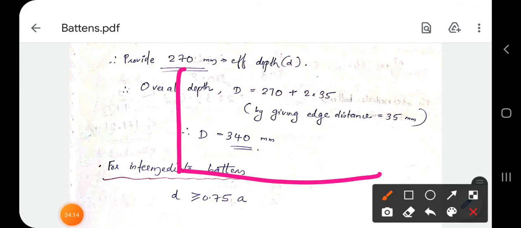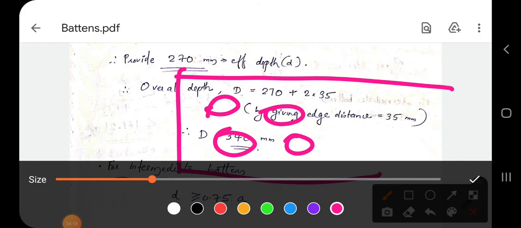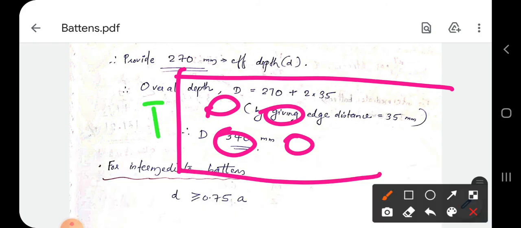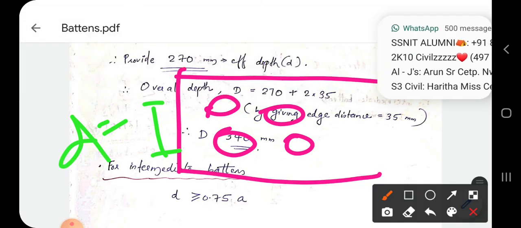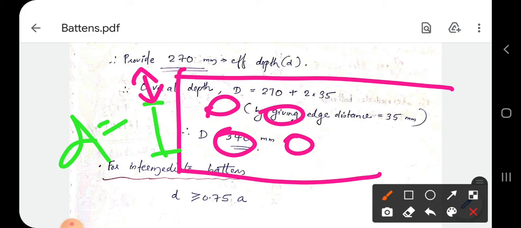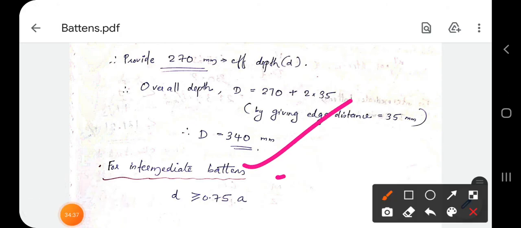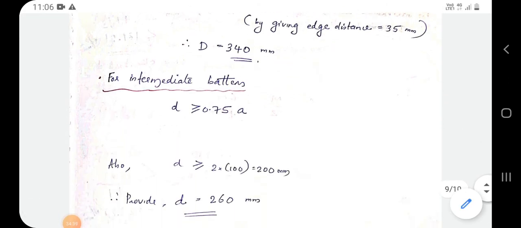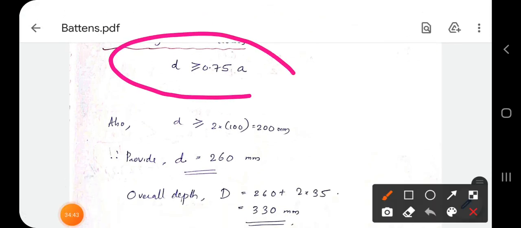Suppose this is the batten, we found out that effective depth is equal to 270. So on either side it will have an end distance, which we assume as 35 mm. So D plus 35 plus 35, we get the overall depth. It is 340 mm. And for intermediate battens, we have the condition D should be greater than or equal to 0.75 times AI.